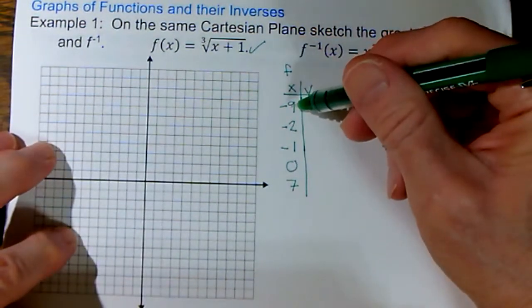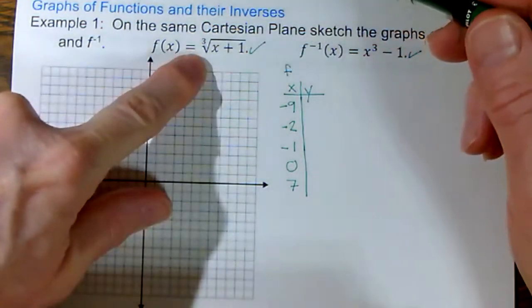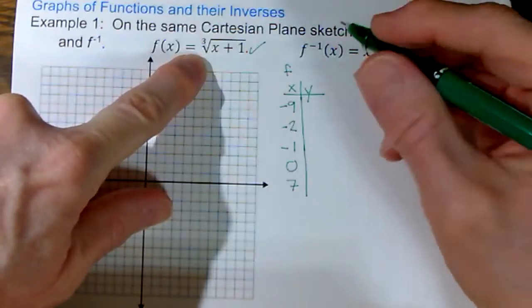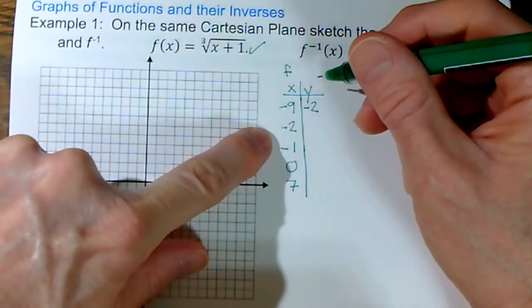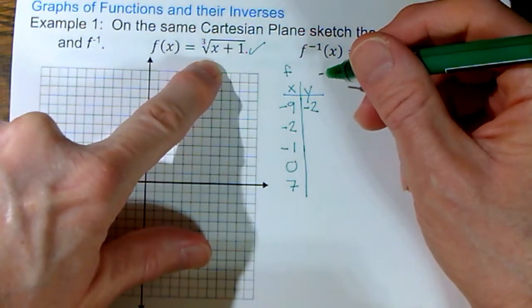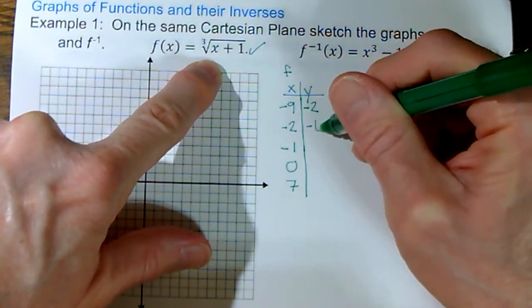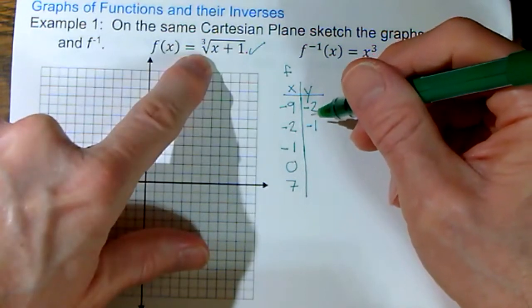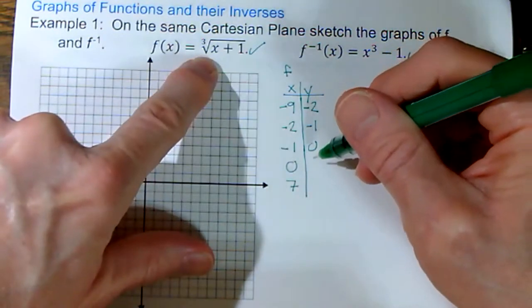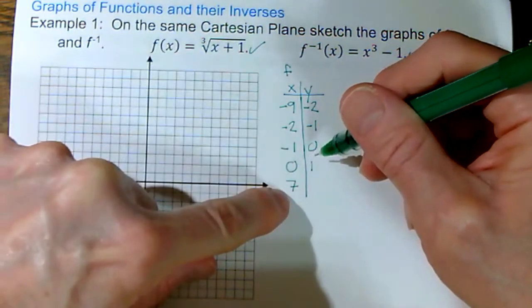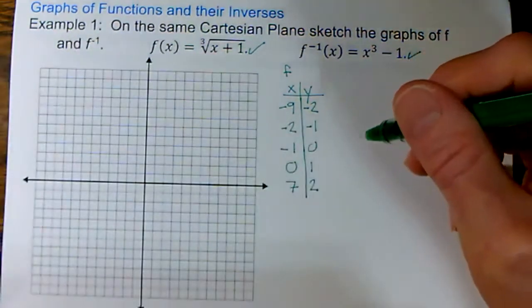So if x is equal to -9 and you plug that into the equation, -9 plus 1 is -8, and the cube root of -8 would be -2. Plugging in a -2 into the equation, the cube root of -2 plus 1 would be the cube root of -1, and that would be -1. Plugging in a -1, we'd get the cube root of 0, and that's easy. Plugging in a 0, we get the cube root of 1, and that's 1. And finally, if we plug in a 7, you get the cube root of 8, and that's 2. So you can see why I chose these numbers.